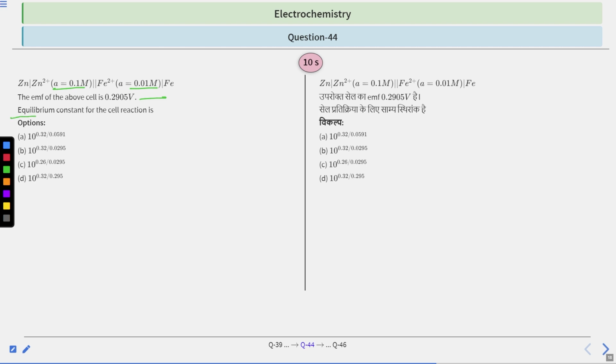Options are 10 to the power 0.32 divided by 0.0591, 10 to the power 0.32 divided by 0.0295, 10 to the power 0.26 divided by 0.0295, or 10 to the power 0.32 divided by 0.295. You have 10 seconds to solve this question. After that, we will see the answer.